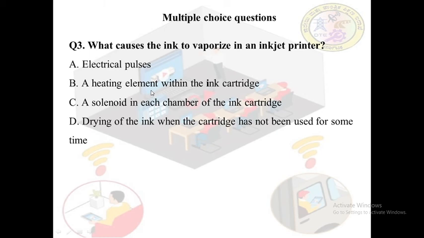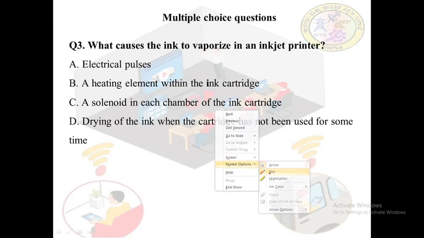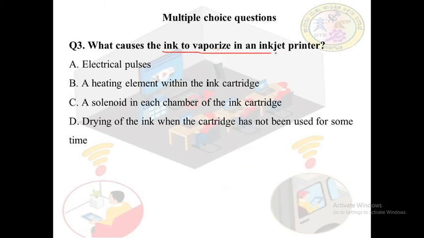Third question, what causes the ink to vaporize in the inkjet printer? Very simple question. We have to remember, option A is electric pulse, B is the heating element within the ink cartridge, C solenoid in each chamber of the ink cartridge, D drying of the ink when the cartridge has not been used for some time. Vaporization of the ink is created only by the heating.